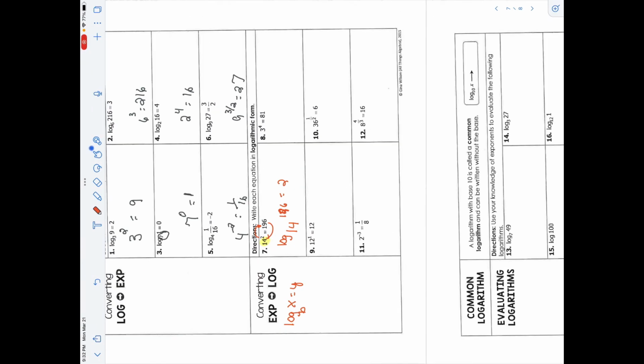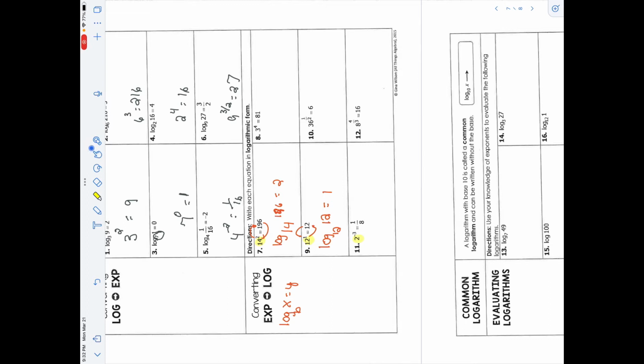Okay? So what's our base in this next one? It's 12. So we'll have log base 12, and then the 12 and the 1 will exchange places. So log base 12 of 12 equals 1. And then the next one, our base is 2. So we have log base 2, and then we exchange the negative 3 and the 1/8. So log base 2 of 1/8 is equal to negative 3. Why don't you pause the video and then do 8, 12, 10, and 14.